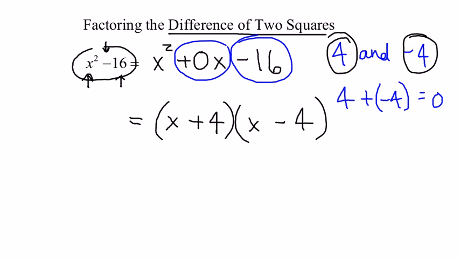So you can do this with any of them, just as long as you know that you have a perfect square as the first term, a perfect square for the second term, and a negative in between. This only works for the difference of squares, not the sum of squares. That's a whole different ball game. That's actually prime. So I hope this helped in factoring the difference of two squares.